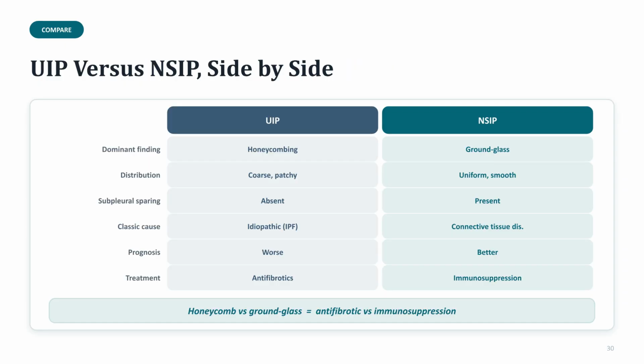Put the two fibrotic patterns side by side. On the left, UIP, honeycombing, coarse and heterogeneous. No subpleural sparing. Classically idiopathic pulmonary fibrosis. Worse prognosis. On the right, NSIP, ground glass, uniform and smooth, subpleural sparing present. Often connective tissue disease, better prognosis. The visual difference is honeycomb versus ground glass. The clinical difference is antifibrotic versus immunosuppression. That contrast is the heart of this video.